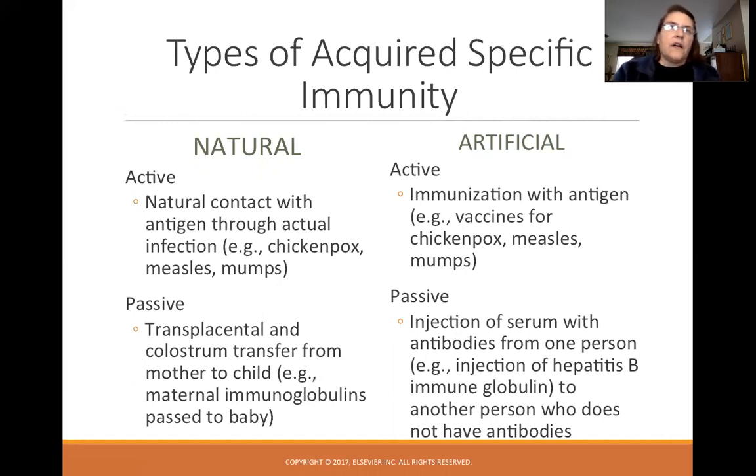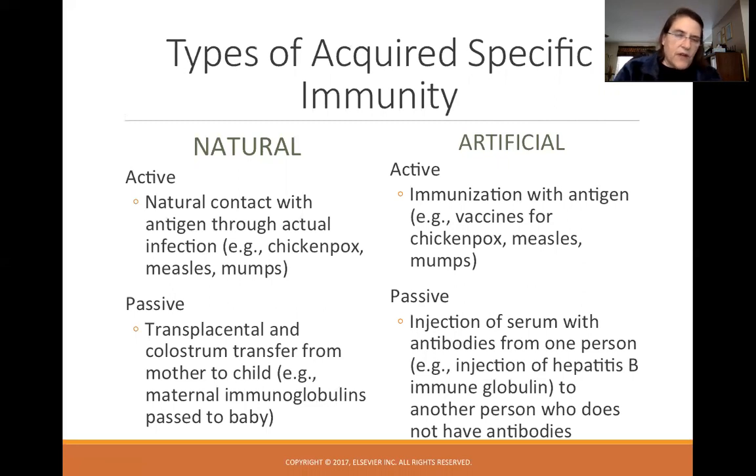So there are a couple of types of immunity. We have natural and artificial, and then we have active and passive of both. A natural active is something where you've actually come in contact with the antigen. For example, I have a natural active immunity to chickenpox, measles, and mumps because when I was a kid, we didn't have vaccines for those. I bet most of you have an artificial active immunity for these because you have probably had the vaccine for chickenpox, measles, and mumps.